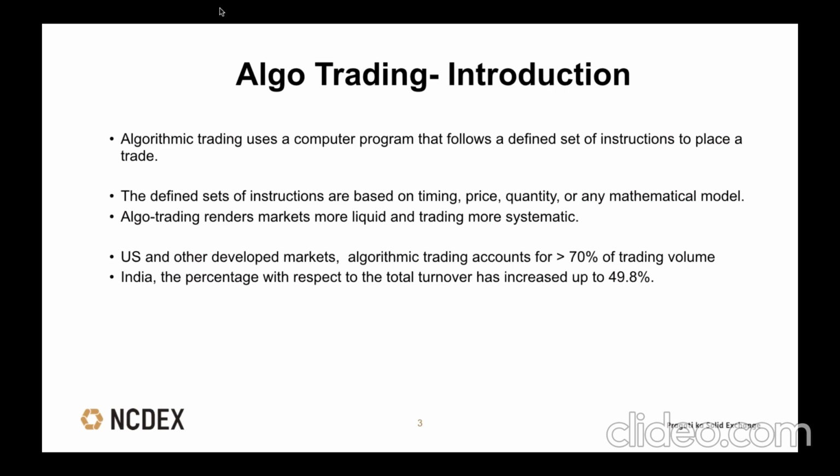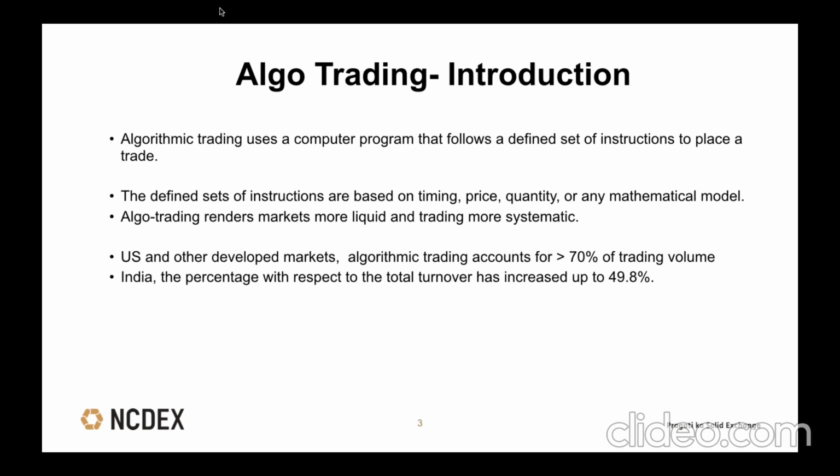So let's start with the algo trading introduction. What do you think algo trading is? Algo trading is nothing but algorithms. An algorithm is a computer program where we can give instructions to place a trade. I think all of us might be knowing this already, so we'll not spend too much time on it. What kind of instruction do we have to give? We use various factors like time, price, quantity, and maybe a mathematical model to define the instruction. We use these factors to place the trade.